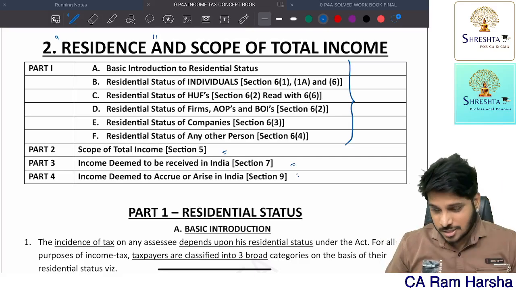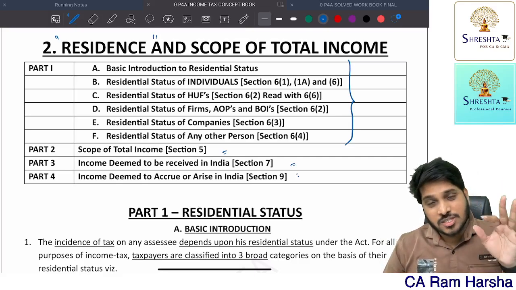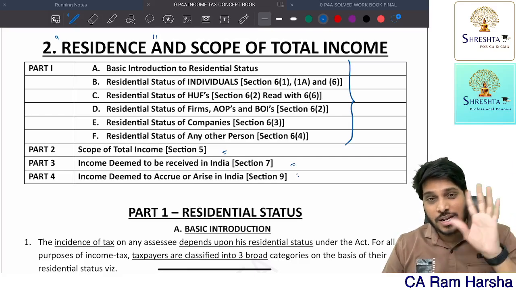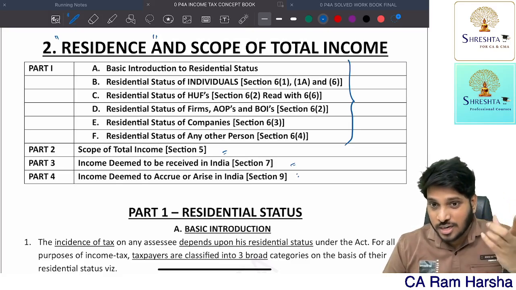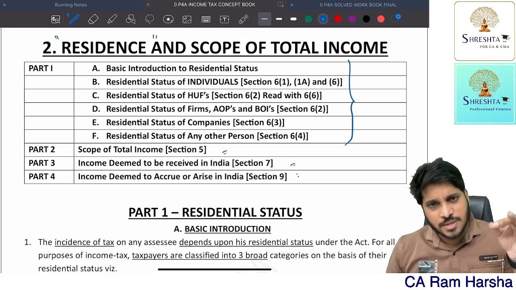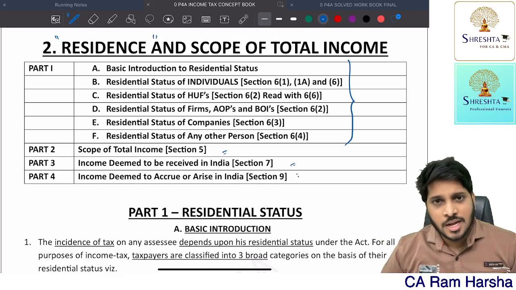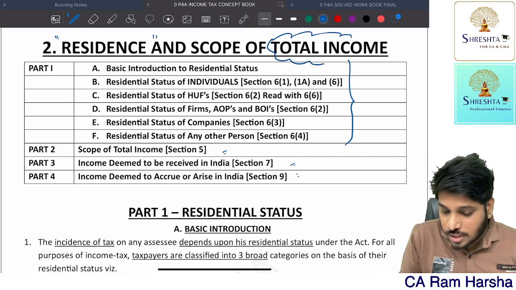Now, if you recollect the first chapter where we discussed the charging section, every person whose total income exceeds the minimum amount not chargeable to tax, which we call the basic exemption limit, is liable to pay tax at the rates specified in the relevant Finance Act. This is what we learned in the charging section. So every person whose total income, now they use the words whose total income.